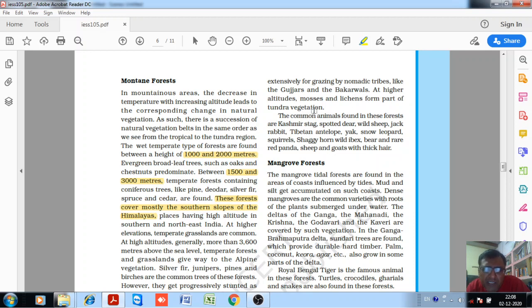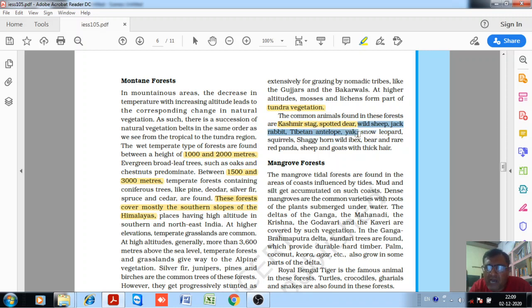At higher altitudes, mosses and lichens form part of the tundra vegetation. You know, tundra vegetation is the type of vegetation found at very high altitudes, and these vegetations are like mosses and lichens. The common animals found in these forests are Kashmir stag, means a deer, spotted deer, wild sheep, jack rabbit, Tibetan antelope, yak.